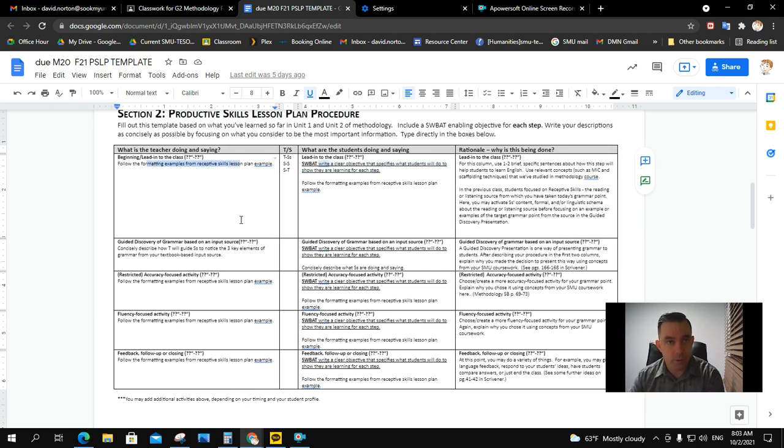Basically, you're describing what's happening. You might have a little bit of teacher talk to make yourself clear, but you don't need a lot here. That's what section 3 is for. And your rationale should always have the best concepts from class. At this point it's week 8, so you've been exposed to a lot of ideas in methodology, a lot of ideas in SLA, and even ICC, so you could plug any of those in here where they fit.